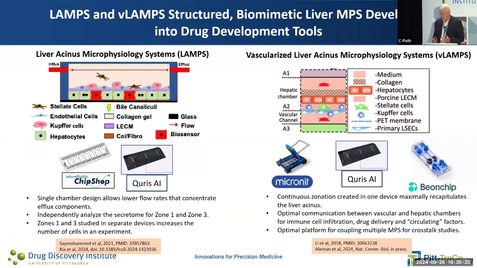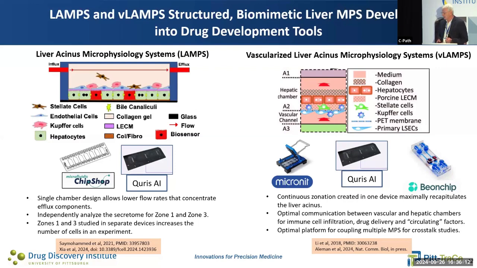So to address these challenges, we've been developing our LAMPS, or liver acinus microphysiology system, and our VLAMPS, which are structured biomimetic liver MPS, as drug development tools. So the LAMPS on the left is constructed using the 4 major liver cell types, which we construct in a single chamber device, which allows us to control the flow rate of media to be able to set up different metabolic zones. For example, zone 1 and zone 3 of the liver acinus, and we can study the disease and the effects of drugs on the disease in those zones independently.